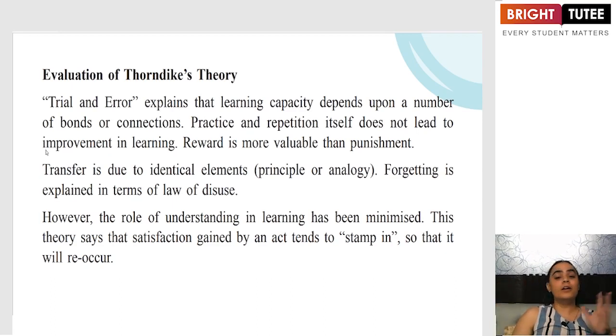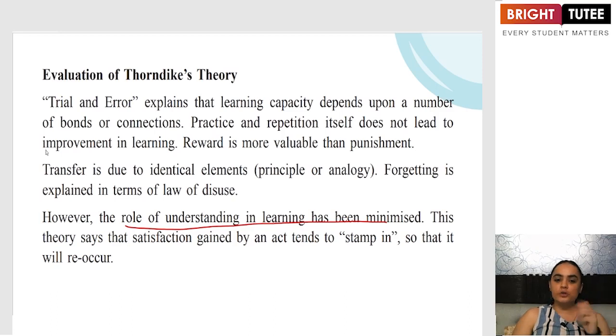The problem with Thorndike's theory is that the role of learning is there, but the level of understanding that is required when learning is missing. In the entire discussion that we had over Thorndike's trial and error, nowhere did we come across the word understanding. It was only learning and learning and learning. But if we learn without understanding, that is obviously of no use. And that was one of the negatives of this theory.